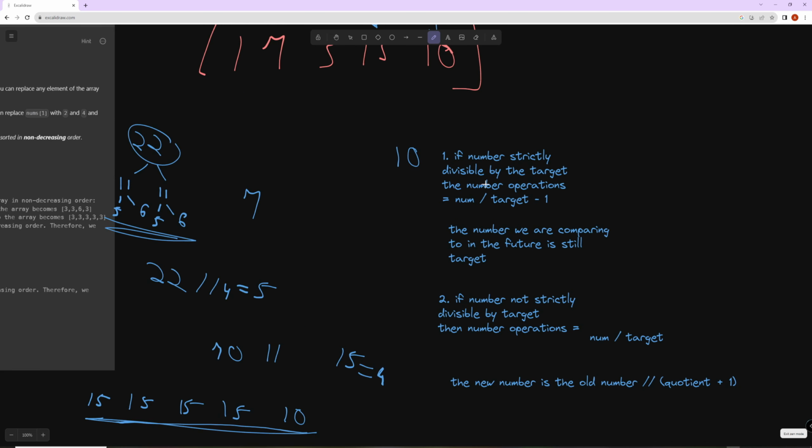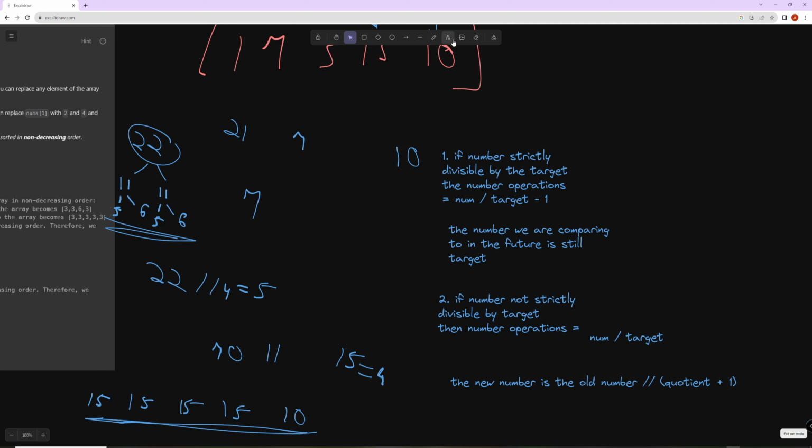So if the number is strictly divisible by the target, then the number of operations is num over target minus 1. But remember, this could also be a little bit easier, right? So if there's no remainder, what is this target minus 1 equal? Well, let's think about that as well. Let's say we had something like 21 and 7, right? So how many operations is that taking? And that took 2 operations. So this target minus 1, we don't need to do that. It would just be the quotient minus 1. So we can even simplify this as well if we wanted to.